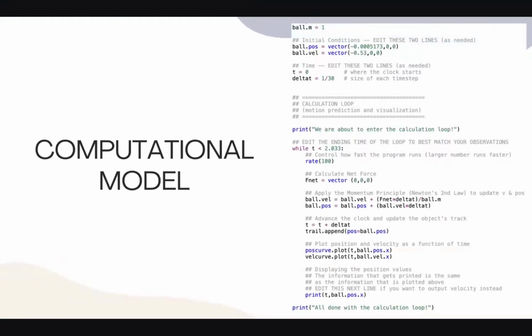So for the computational model, we plugged in the values used in the experiment into the starter code in GlowScript. The ball mass was 1, and if the net force is 0, then mass cancels out, so mass would not affect the outcome of the model according to the velocity update formula. For the ball position and velocity, I entered the values I calculated in the last slide. Delta t was 1 over 30 because the camera captures 30 frames per second. I changed the time to 2.03 for the end time of the experiment. The net force remained 0 because the experiment was based on constant velocity. And these were the updated formulas for velocity and position.